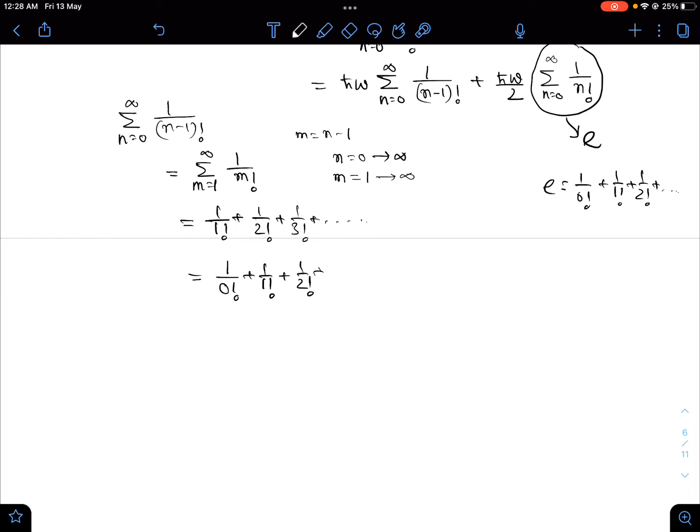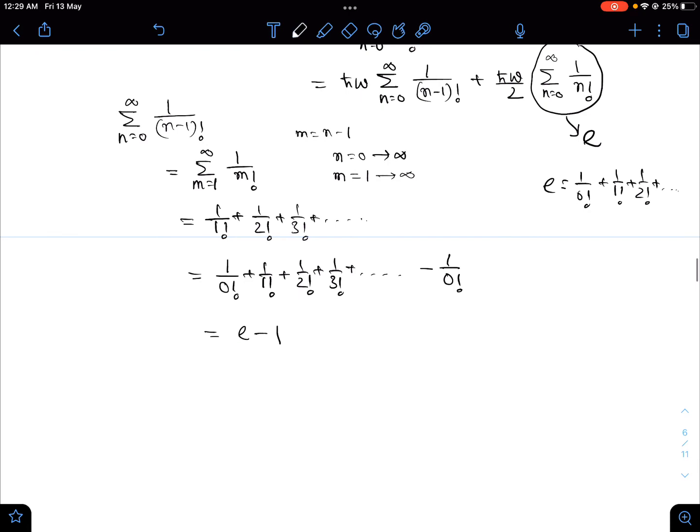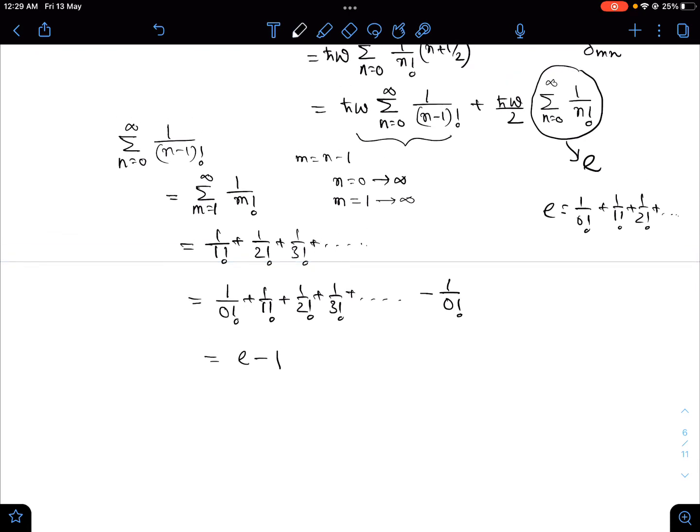So 1 by 2 factorial, 1 by 3 factorial, and all other terms, minus 1 by 0 factorial. Now we know 0 factorial is 1, so this term is simply e minus 1. This is the term we are getting from the first one.